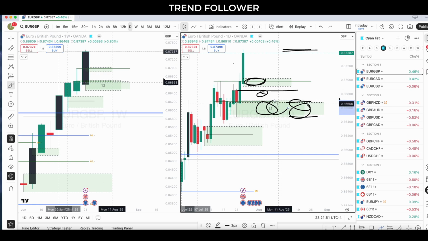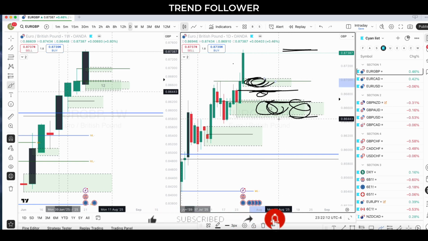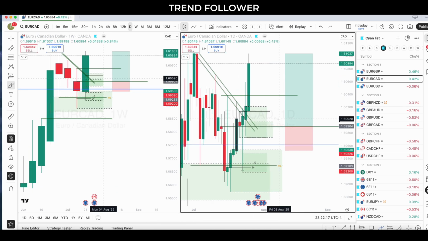So my first priority would be Euro GBP, and I would be concentrating on these three areas. My favorite, I think the possibility of coming here is the least, and this has the highest probability, and this has medium probability. In terms of success rate, I think this is good, this is okay, and would need lot of confluence, right? So now let's go to EUROCAD.